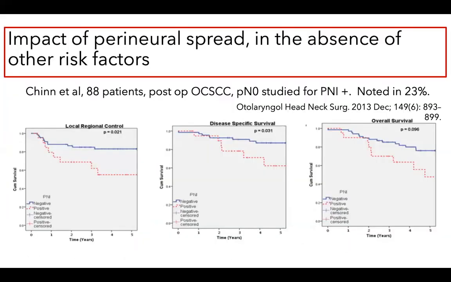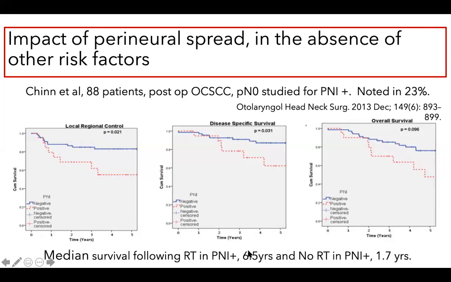Why is it important for us as radiation oncologists to be aware of this? We need to be aware of this because there is an impact on the locoregional control of perineural spread that can actually be improved by the addition of radiation. In this group of 88 patients with post-operative oral squamous cell carcinoma, N0 patients studied for PNI, it was found that 23% of patients may have PNI, and the addition of radiotherapy dramatically improves their median survival.